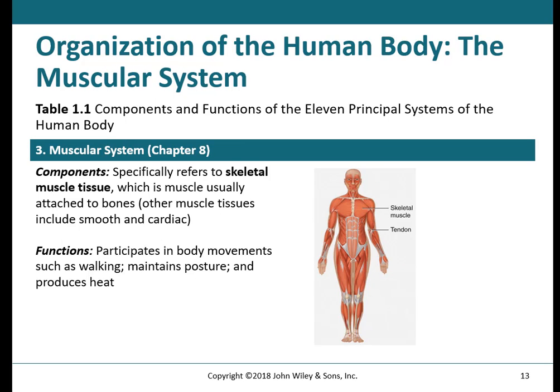Then we have the muscle system. When we talk about muscle system, we're specifically referring to skeletal muscle tissue. These are the ones that are attached to the bones and aid in movement. Most organs have smooth muscle, and the heart has cardiac. So when we're talking about skeletal muscle, these are ones that we can have conscious control over for body movements like walking, maintaining our body posture, and all those muscles, as they contract, they're going to give off heat, and that helps maintain our internal temperature of around 98.6.